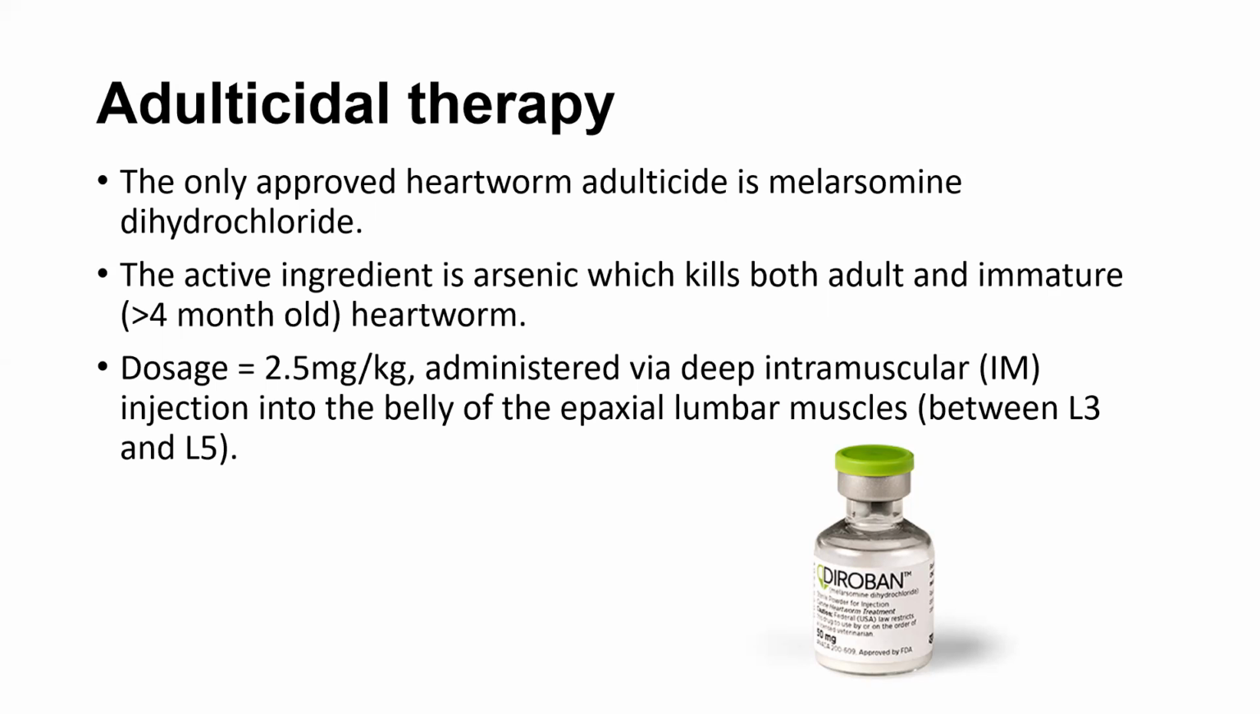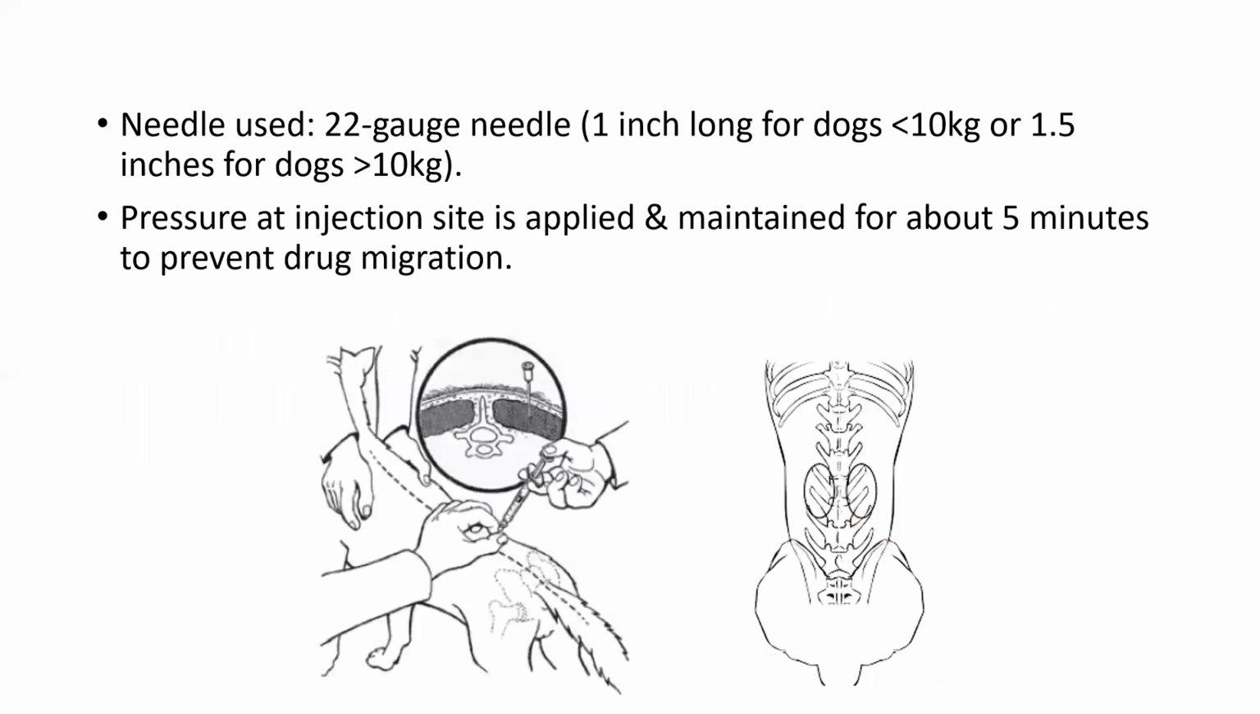The dosage is 2.5 mg per kg, administered via deep intramuscular injection into the belly of the epaxial lumbar muscles, which is between the third and the fifth lumbar vertebrae. The needle used for the injection is a 22 gauge needle, which is 1 inch long for dogs less than 10 kg or 1.5 inch long for dogs more than 10 kg. Pressure at the injection site is applied and maintained for about 5 minutes to prevent drug migration.